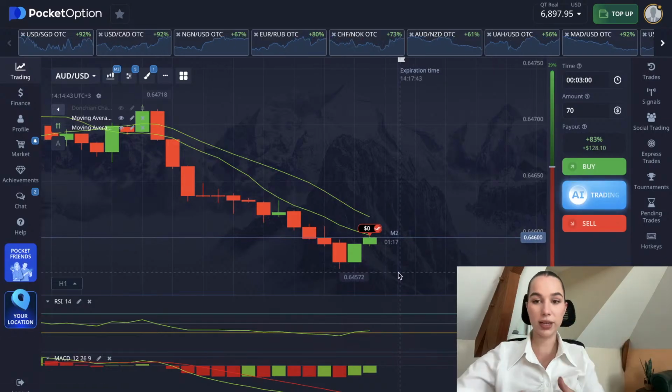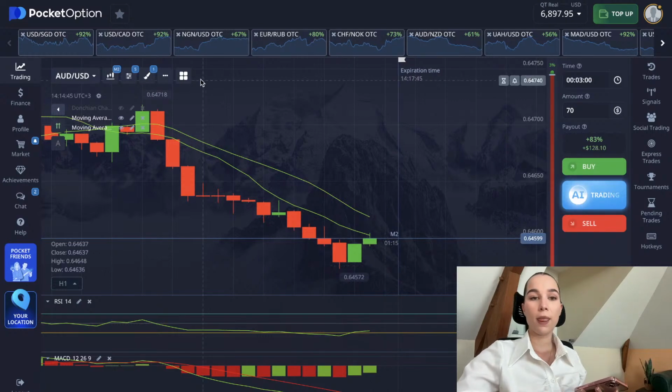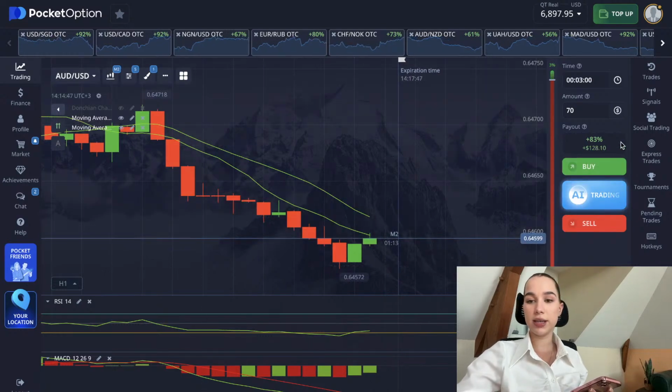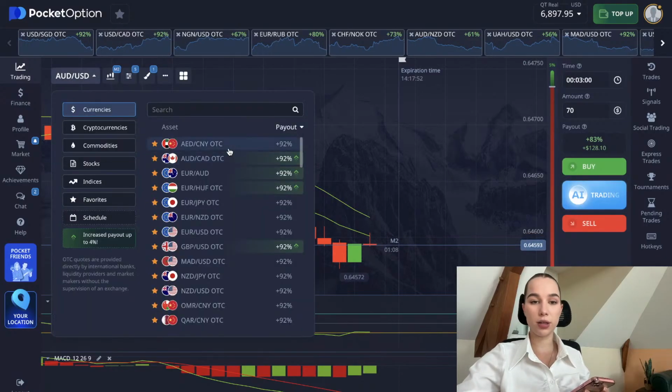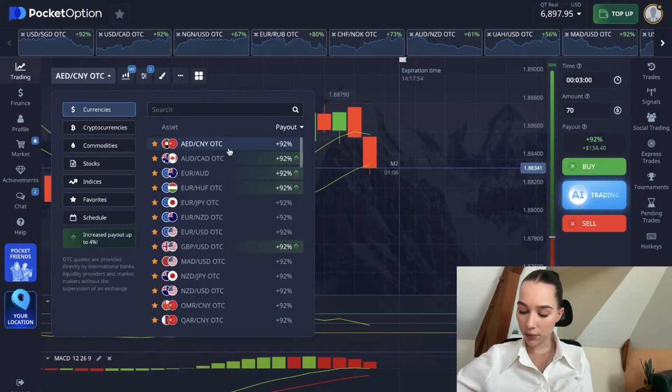Please tell me your settings. I already said this. Okay, here we didn't close the trade, and the payout is already less than before. It's 83%. So I think we're just going to find something else while I'm leaving and reading your comments.